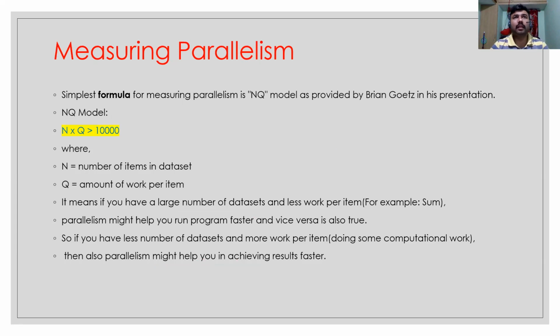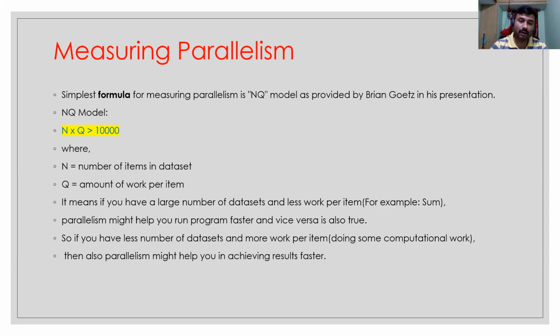And how will you measure whether to use parallel stream? This is the formula. I would recommend going through it once. What is this? N is the number of items in the data set. Q is the amount of work per item, how much work per item it will take. So N times Q is greater than 10,000.